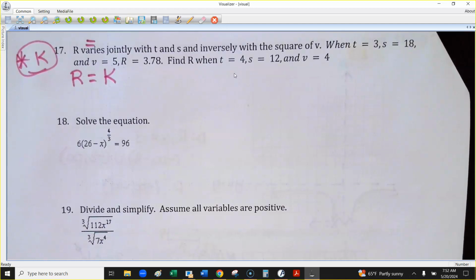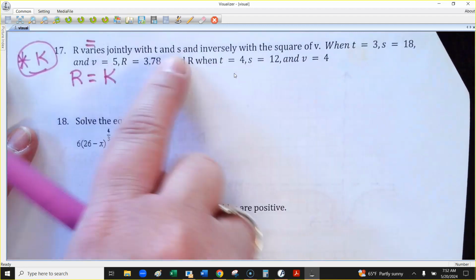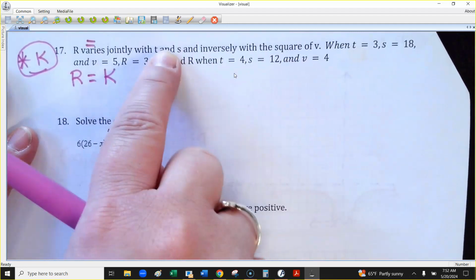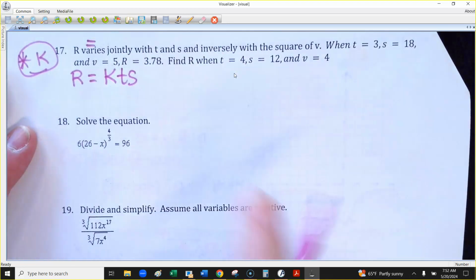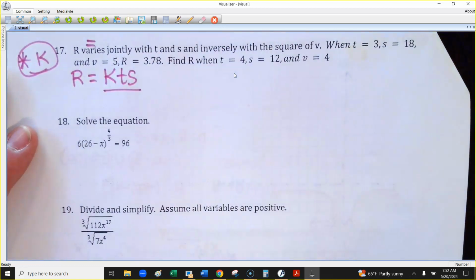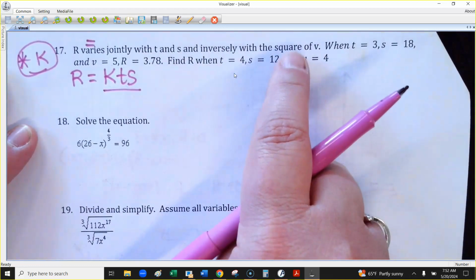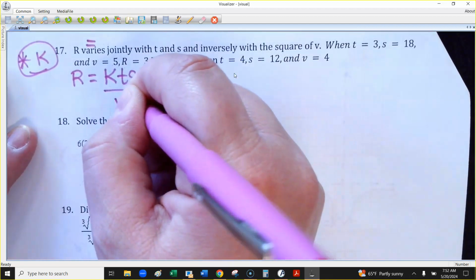Yes, we're just multiplying. Jointly is just a direct relationship, but it's two or more variables. So you would just do like TS, and then inversely, just remember inversely just puts whatever variable that is in the denominator. This is a little tricky. It says the square of V. So when I plug that in, it would be written as V squared.